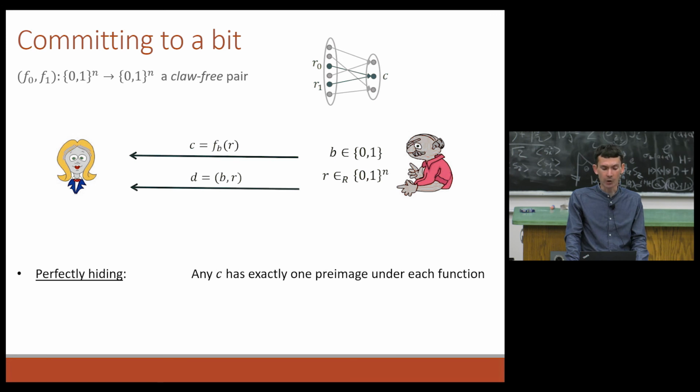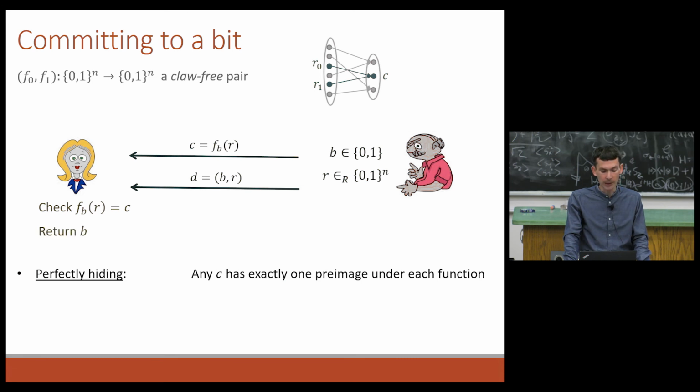Now later on, Alice is going to ask me, well, what is this bit B that you had in mind when you gave me this string C? Can you please tell me? There's an easy way I can tell her. I'll just tell her what it was, and she can check. Here's how she can check. I'll tell you what the preimage was. So I'll tell you what R was, and then Alice can check that this R will map to C.